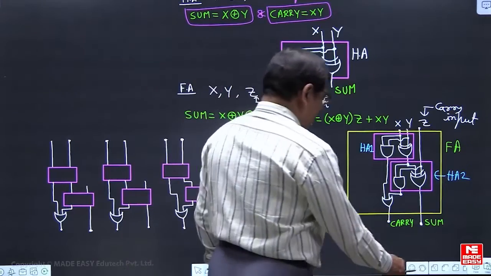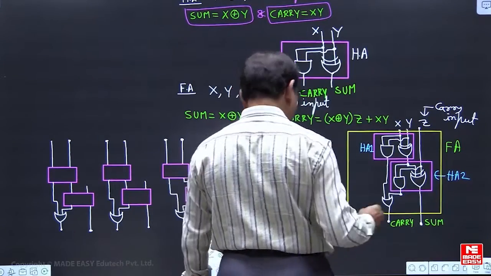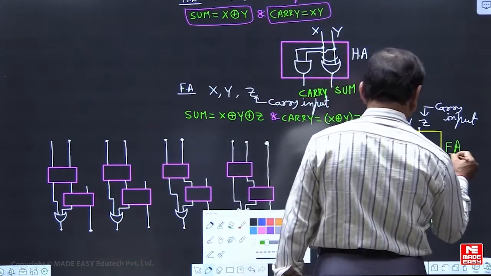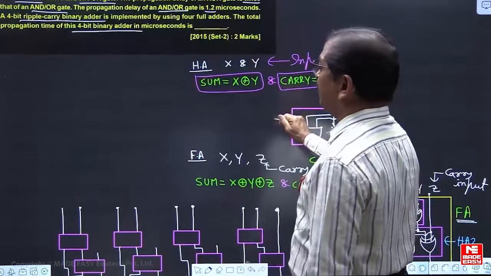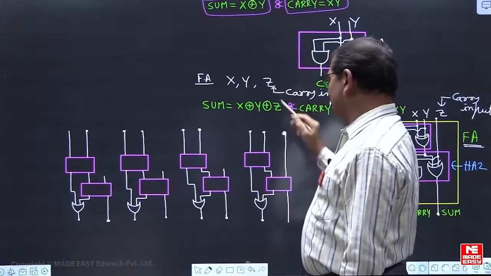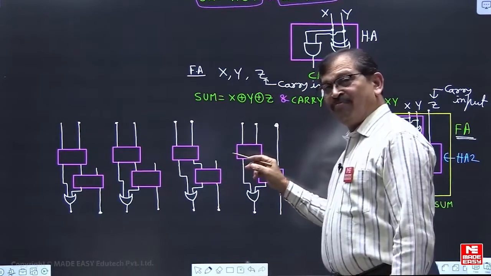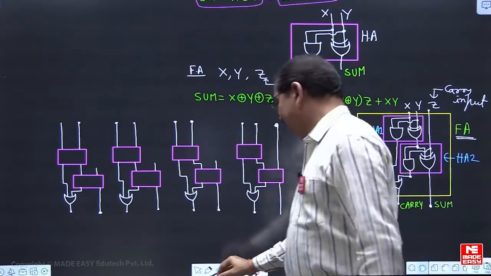Now by using such full adders, we have the implementation of a 4-bit ripple carry binary adder. For a 4-bit ripple carry binary adder, 4 full adders are required.